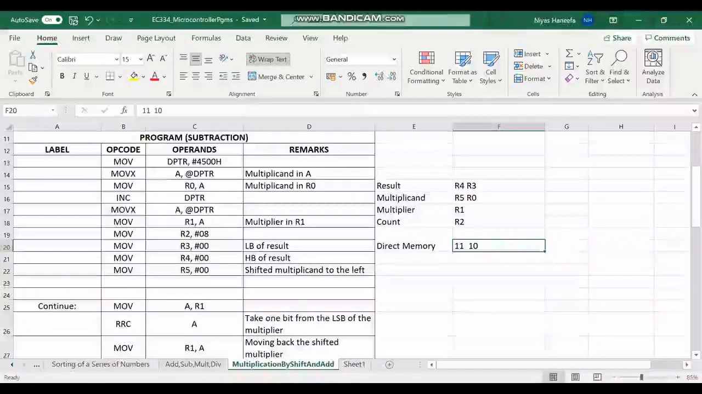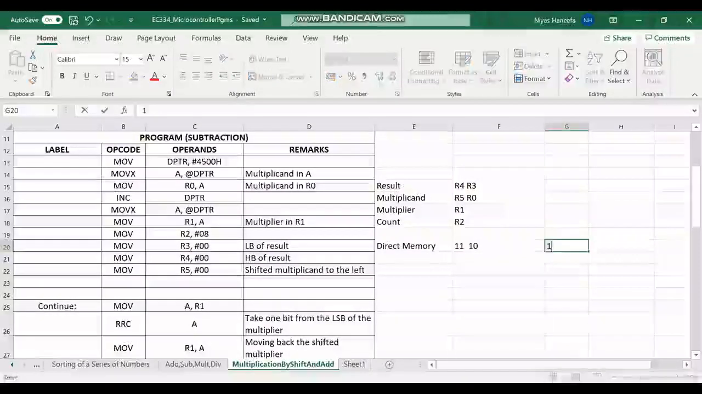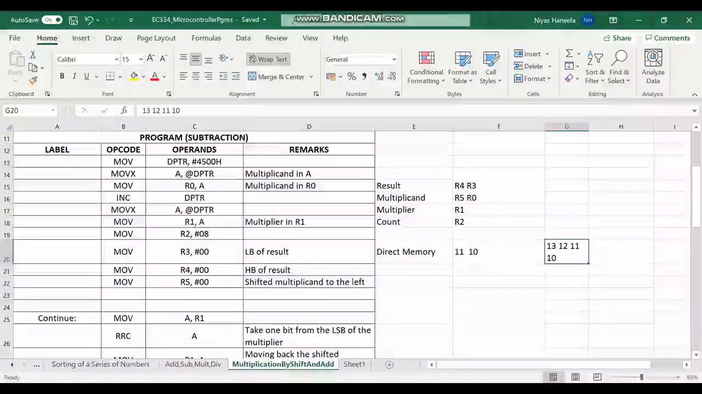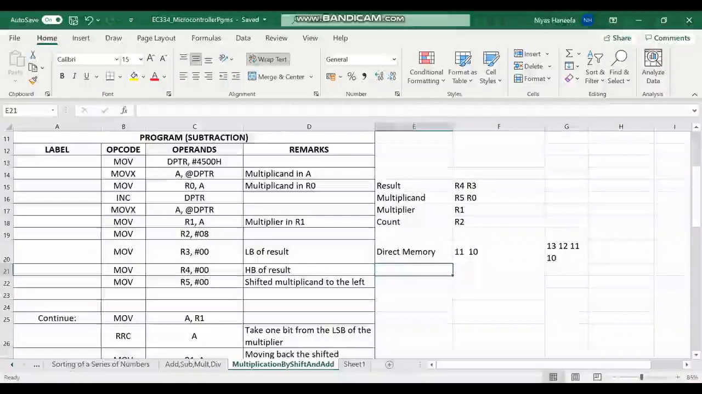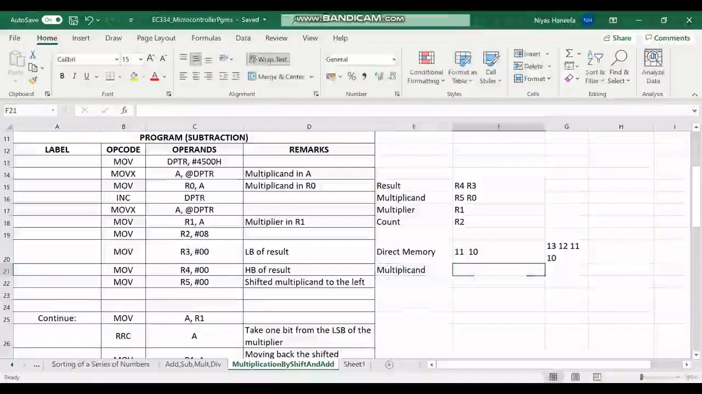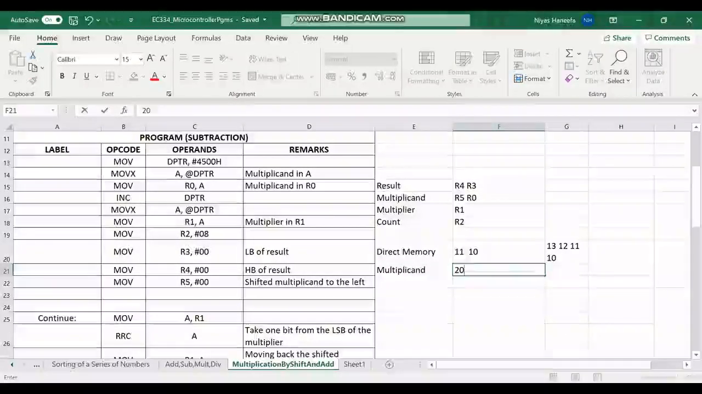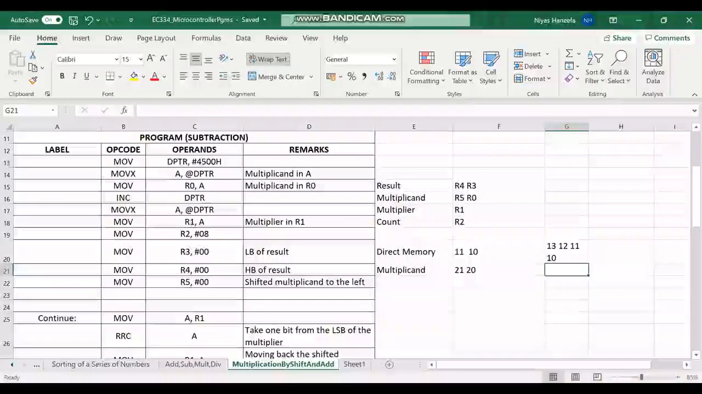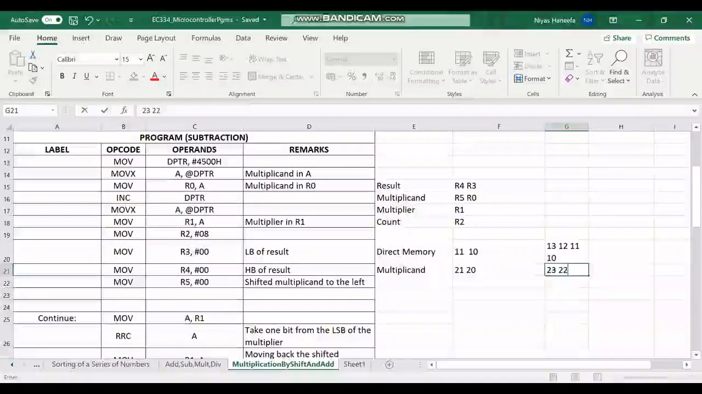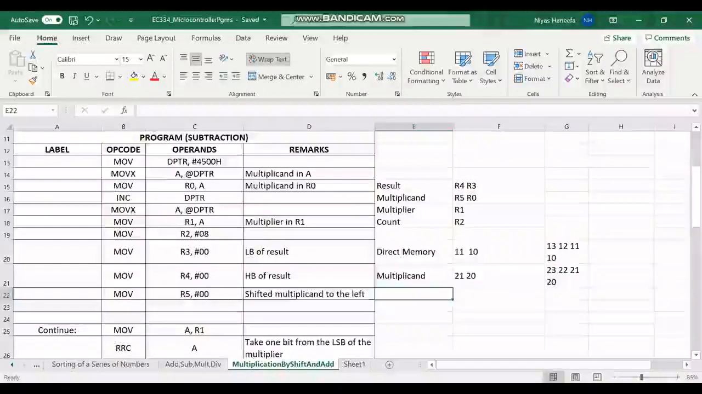What is the advantage? If you are going to do a 16 by 16 multiplication, you need a 32-bit result. So you can point to 13, 12, 11, 10 as the result locations instead of the registers. And for the multiplicand, in this case you can have 20, 21. If it is 16 by 16 multiplication, you can have 23, 22, 21 and 20. So you can rewrite your program by changing these registers to direct memory addresses.